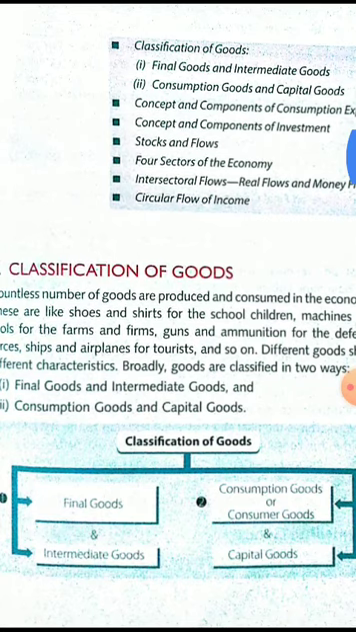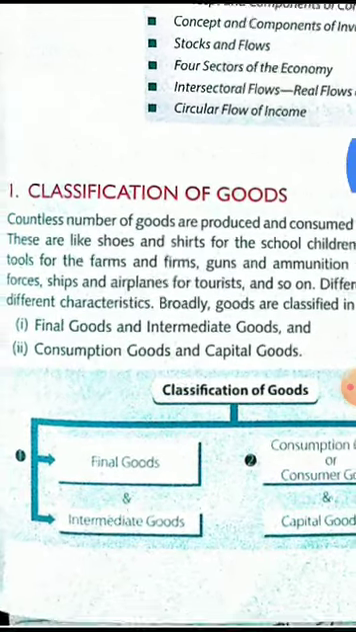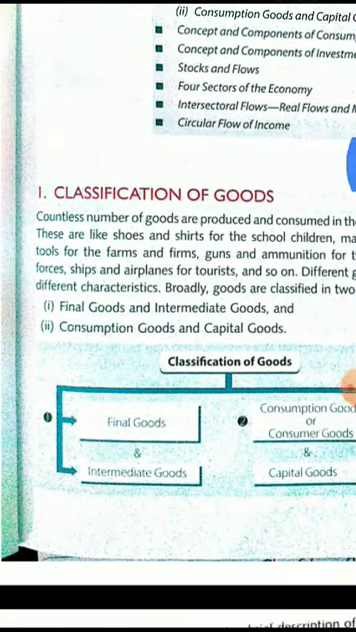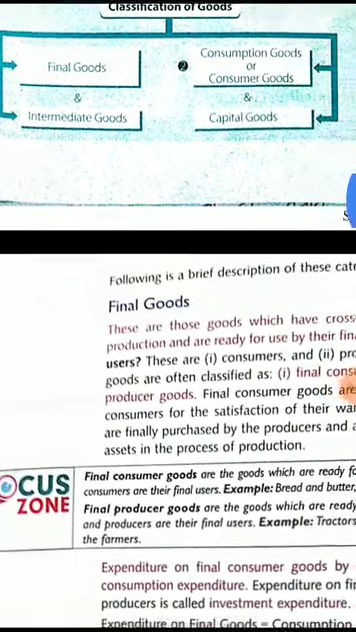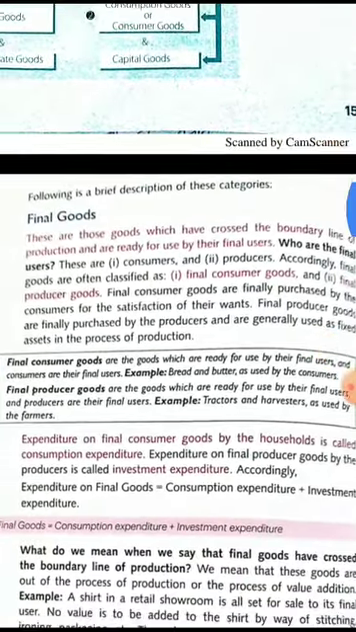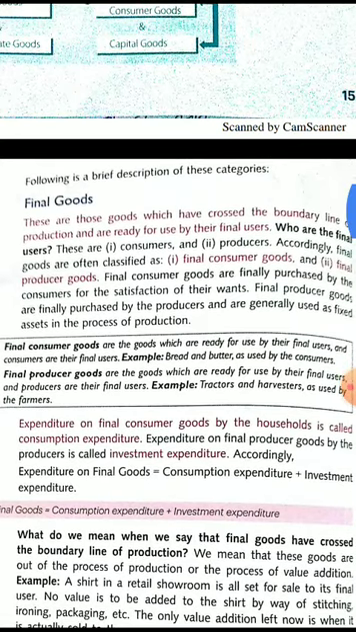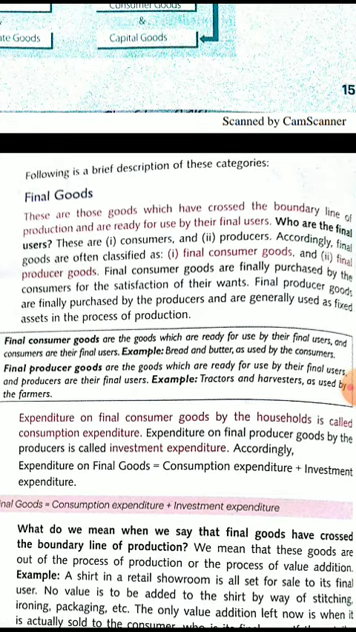Here you can see on screen. First type of good is final goods. So first we will discuss final goods. What are the final goods? Here you can see on the computer screen, final goods. These are those goods which have crossed the boundary line of production. So we can say that these are those type of goods which cross the factory and reach the retail shop, from which you can purchase them and can use them directly.